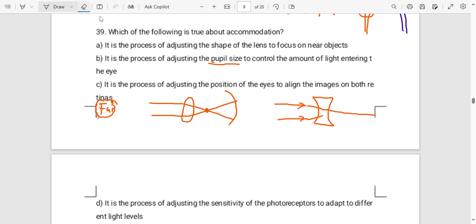Let me draw that again. Instead of it just going straight like that, it is going to bend less. Okay, it's going to bend less. So you see, it is going to go and meet at the very end there. So that is by biconcave. That's the treatment for myopia.